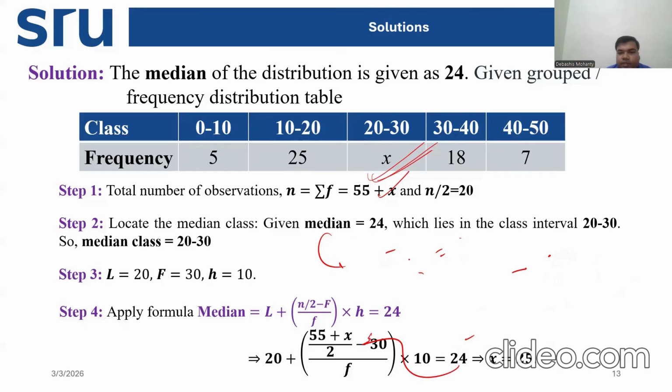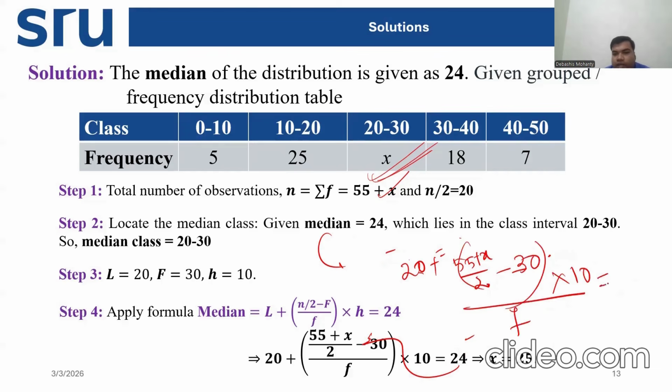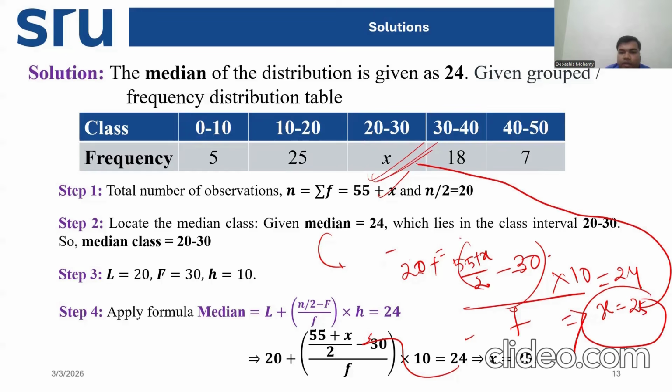So how to calculate this, students? 20 plus (55 plus x) divided by 2 minus 30, divided by f, multiplied by h which is 10, that is equal to 24. Applying this, we can find the x value as 25. So this is the missing frequency here. Missing frequency is 25.